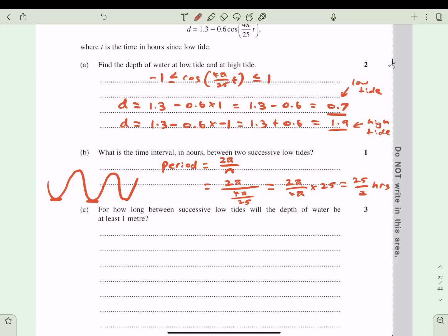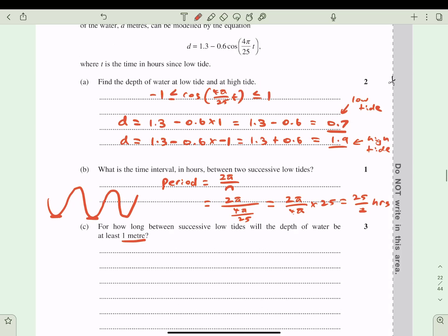Okay, part C. For how long between successive low tides will the depth of water be at least 1 meter? So, we are asking for the depth to be 1 meter. What we're going to do is, for our trig equation, let D equal 1, and then solve for t. Plugging this in, 1 is equal to 1.3 minus 0.6 cosine 4 pi on 25t.